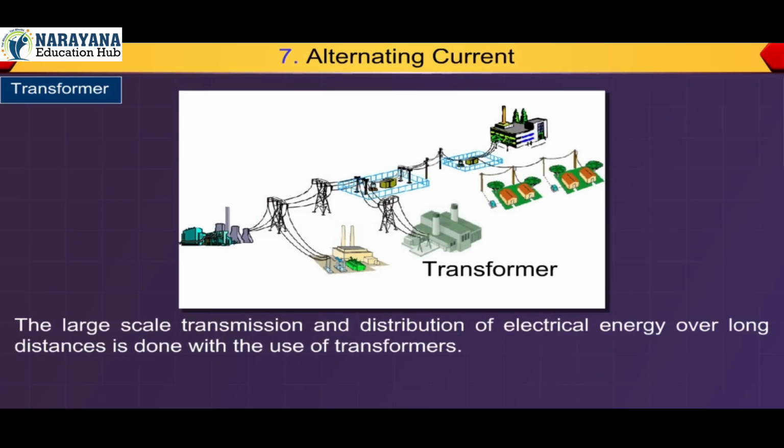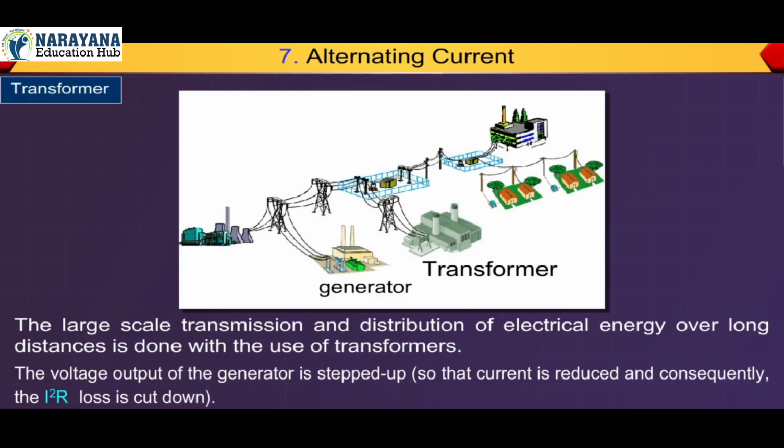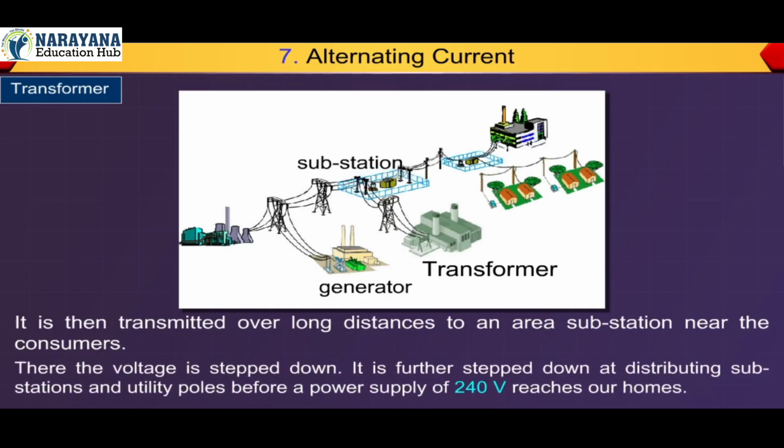The large-scale transmission and distribution of electrical energy over long distances is done with the use of transformers. The voltage output of the generator is stepped up so that current is reduced and consequently the I²R loss is cut down. It is then transmitted over long distances to an area substation near the consumers. There the voltage is stepped down. It is further stepped down at distributing substations and utility poles before a power supply of 240 volt reaches our homes.